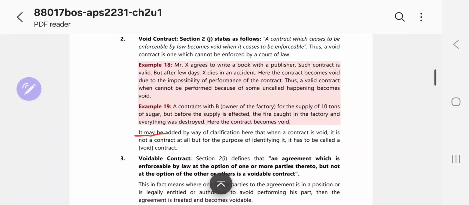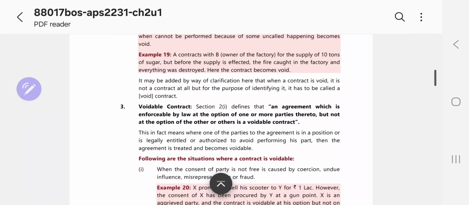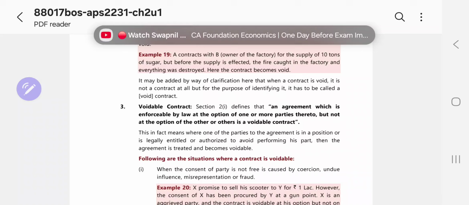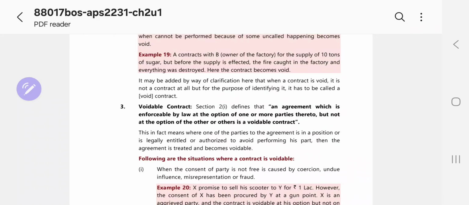It may be added by way of clarification here that when a contract is void, it is not a contract at all, but for the purpose of identifying it, it has to be called a void contract. So when the contract is void, it is not actually a contract, but to refer to it, we have named it a void contract.